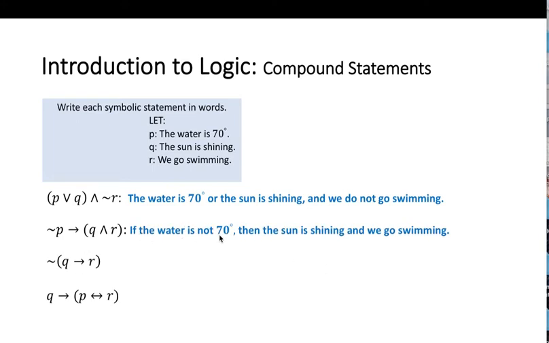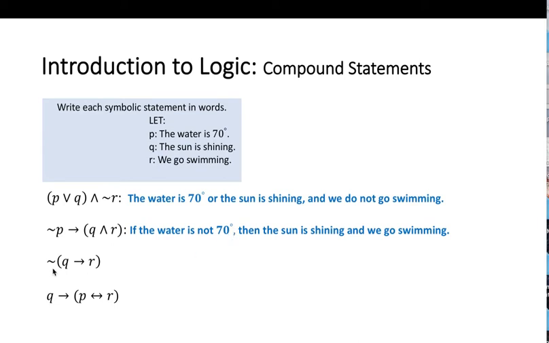If the water is not 70 degrees, comma, then the sun is shining and we go swimming. The comma puts those following two statements in parentheses. So be very careful with the placement of the parenthesis. So here there's only a single statement in front, and the two statements after the comma are grouped together in parentheses.